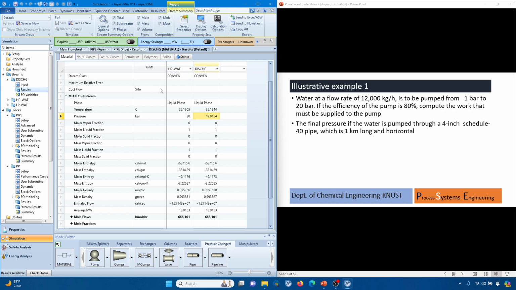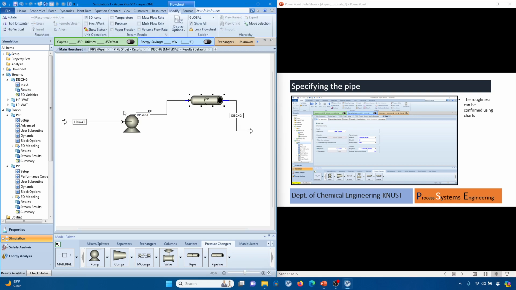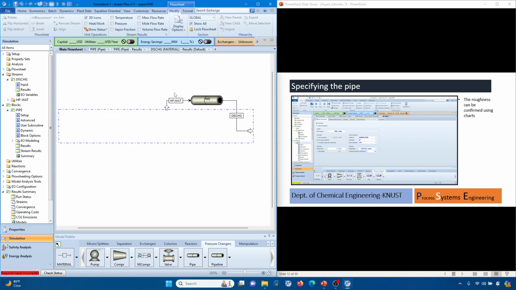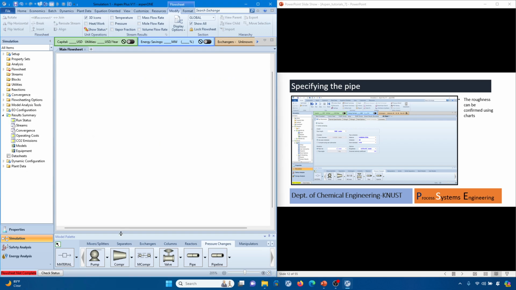So that's it for pumps and pipes in Aspen Plus. Next, we are going to look at compressors.